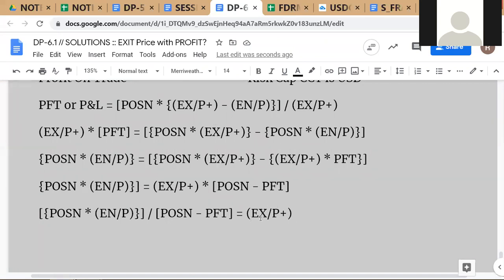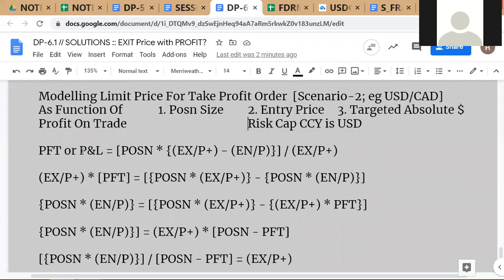So eventually, you'll get exit price, profit, as a function of these. So here you have 1, 2, and 3. Three different variables. Three independent variables. So where do these numbers come from? Let's be clear about this. Profit or P&L. Remember, where did this come from?